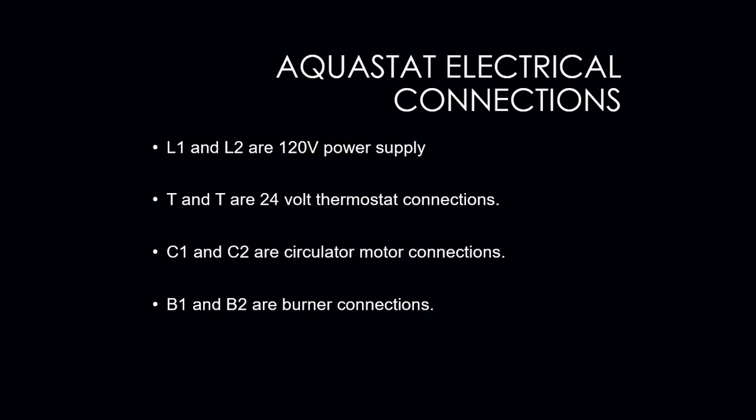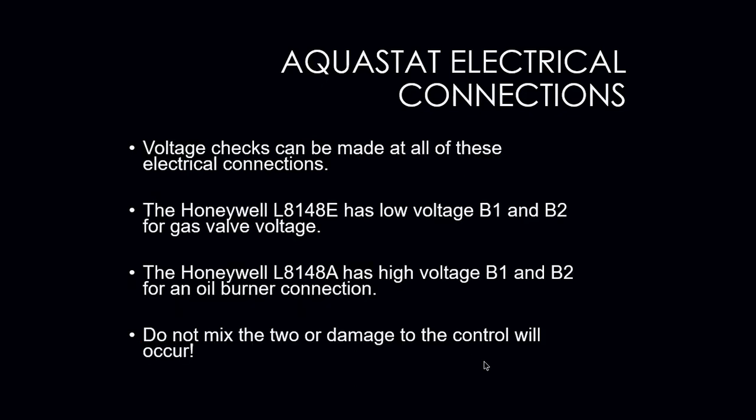Okay, notice the association with a lot of this. You have your TT, thermostat. C goes to your circulator. B and B goes to your burner. Easy enough to associate, easy enough to wire.